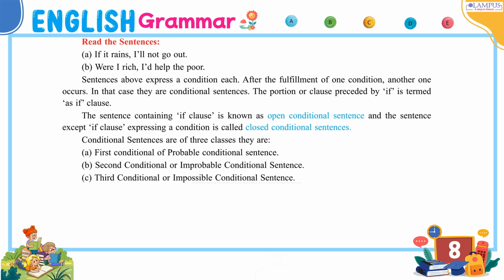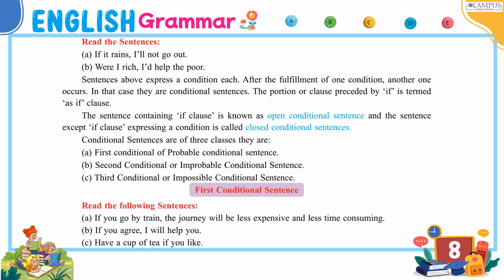Conditional sentences are of three classes. They are A. First conditional or probable conditional sentence. B. Second conditional or improbable conditional sentence. C. Third conditional or impossible conditional sentence. First conditional sentence. Read the following sentences. A. If you go by train, the journey will be less expensive and less time consuming. B. If you agree, I will help you.